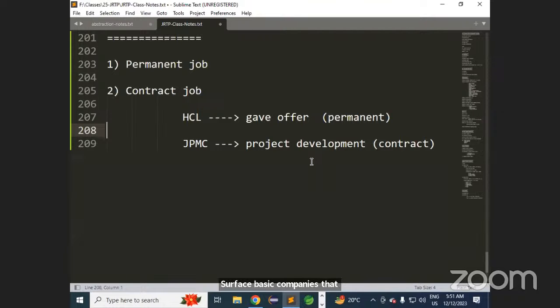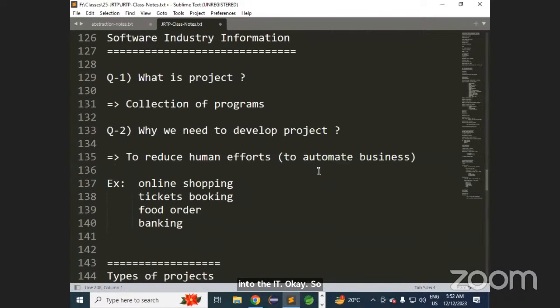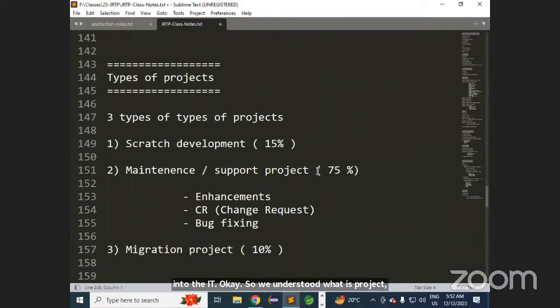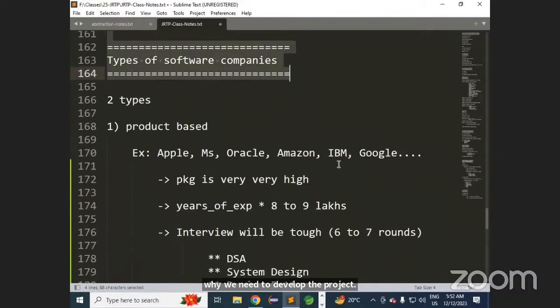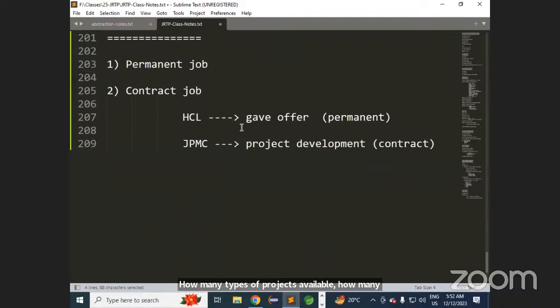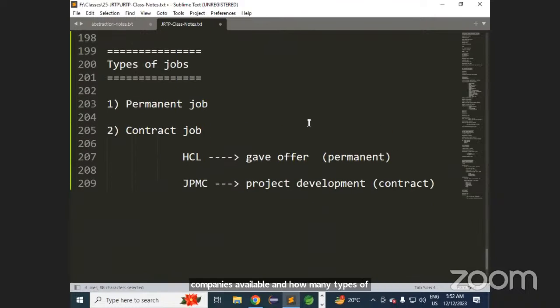Fine. So we understood what is a project, why we need to develop the project, how many types of projects are available, how many types of companies are available, and how many types of jobs are available in the industry. Good. Any questions, anyone? Getting a lot of motivation? Can you get the job with experience now? We have to, no option.